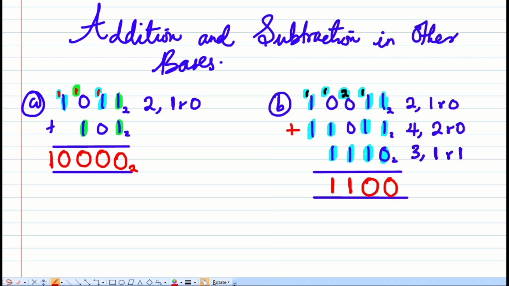And we know that 3 is one group, remainder 1. So write 1. But no other place to carry the remainder, so we write it again. So our answer in base 2 is 11100 base 2. So that's it.